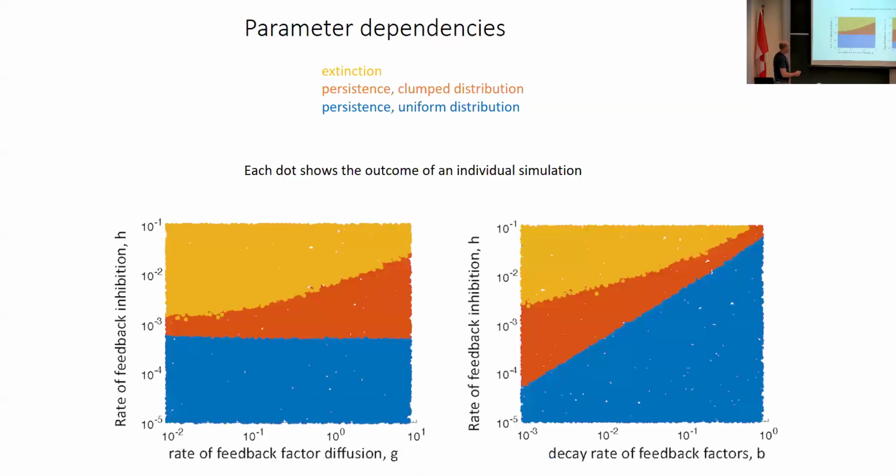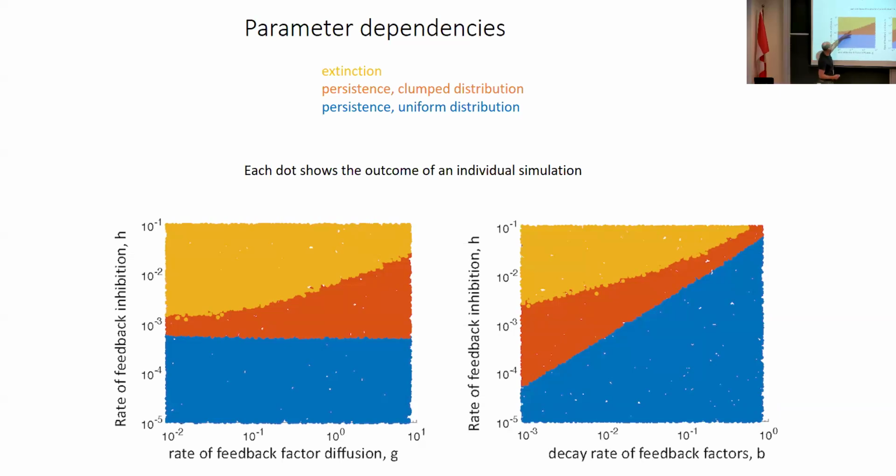So here's a little bit more detail on this, looking at how the system depends on some of the parameters. The parameters we varied are the rate of feedback inhibition and, for example here, the rate of the diffusion of the feedback factor across space. And each dot in this graph is the outcome of an individual simulation. There are 3 outcomes that can occur: you can either have the uniform distribution, you can have the clump distribution, or the system can go extinct. And you can see that it depends on these parameters somewhat.